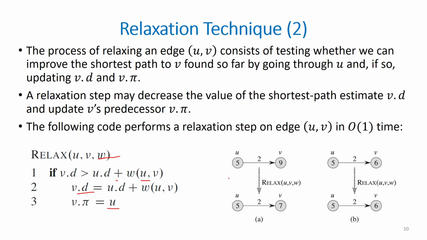So in this example over here, figure A shows us that relaxation occurs because the value of v.d is 9, which is greater than the sum of 5 plus 2. Therefore, we update this 9 and we replace it with the sum 5 plus 2, which is equal to 7. So we relax this edge. But on the other hand, in figure B, we see that the sum 5 plus 2 is 7, which is greater than 6, and therefore no relaxation takes place on this edge.